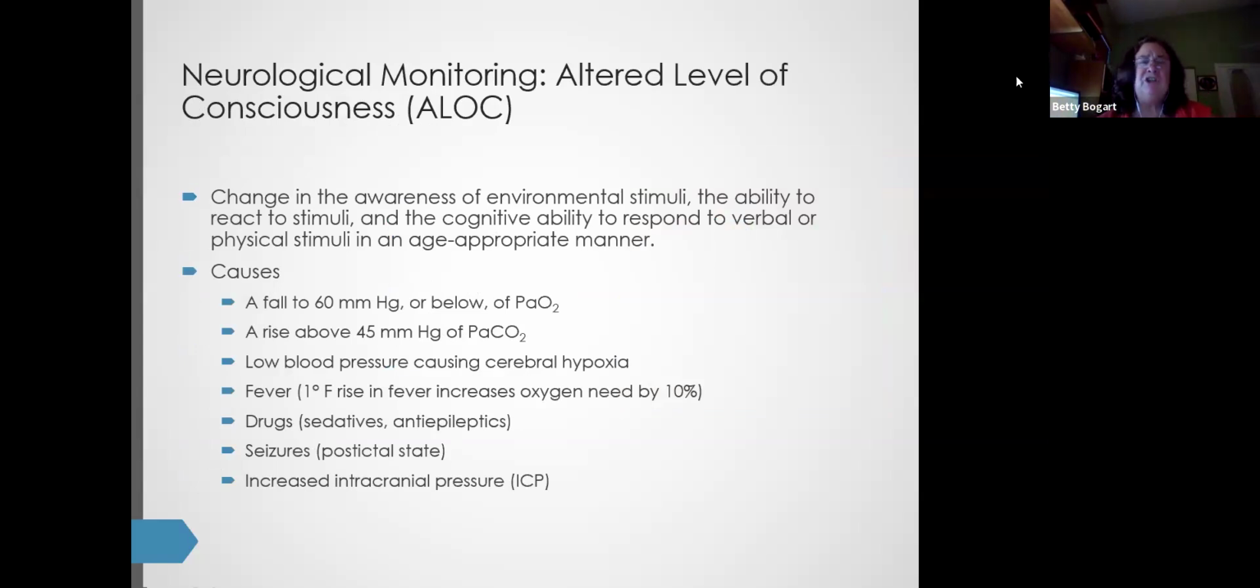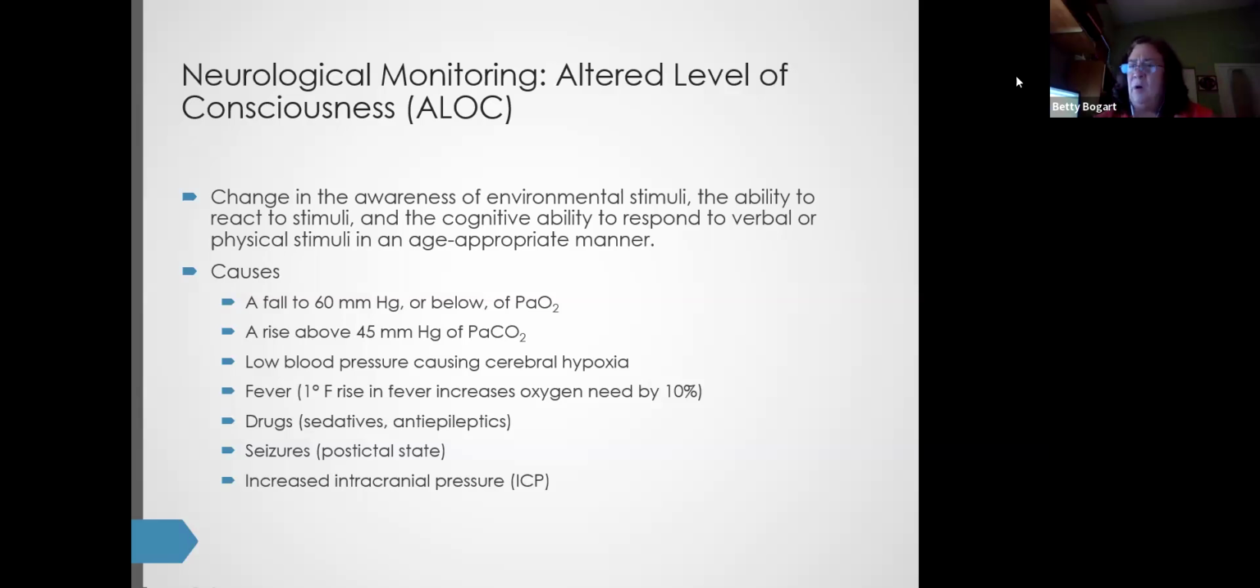Now, if you have a child who all of a sudden is not acting the way they should, they're not remembering your name or they've known your name for 3 months, something's going on. Well, this is an altered state of consciousness. And the definition is a change in the awareness of the environmental stimuli, the ability to react, the cognitive ability to respond to verbal or physical stimulus, of course, in an age-appropriate manner. That's an altered state. Now, one of the biggest causes is a decrease in blood pressure.